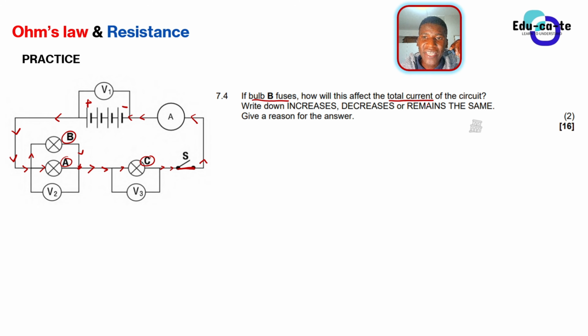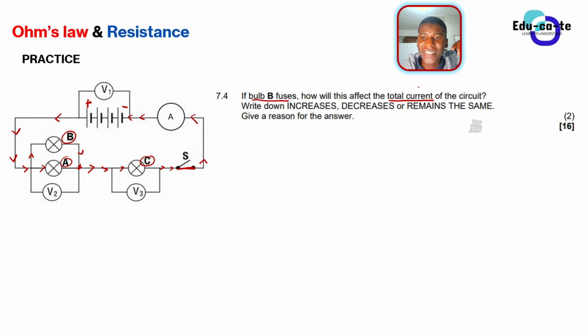If bulb B fuses, when you say that a bulb is fusing, it simply means that the bulb is burning. So here, this bulb B is fusing. It won't be able to work anymore. Simply that. All right. So here, what will happen?